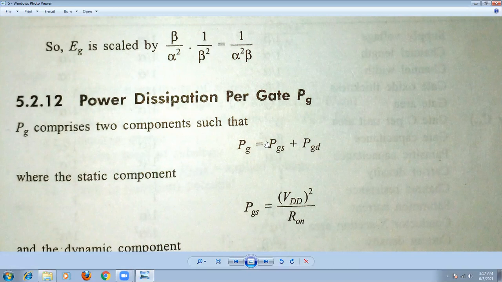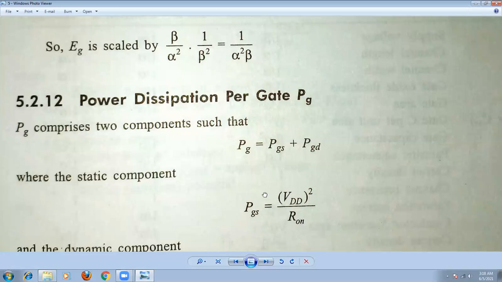So we can consider that the static current is given by VDD divided by Ron, the total resistance of the transistors between VDD and ground. Therefore we have to consider Ron here, so VDD whole square divided by Ron. This is called the static power.